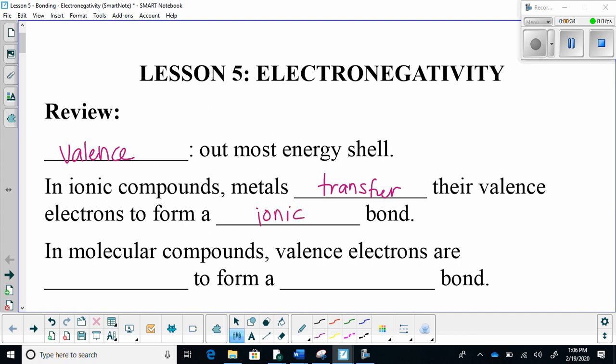Ionic. In a molecular compound, valence electrons are shared to form a covalent bond. This is the definition of what happens in ionic bonds and in covalent bonds. Today we're going to justify what defines an ionic bond and what defines a covalent bond. In the past we've been saying metals and nonmetals together make an ionic bond, and nonmetals and nonmetals together make a covalent bond. So today we're going to change the definition.